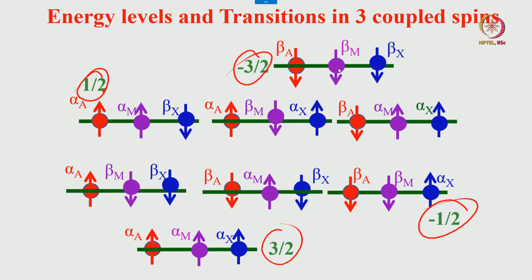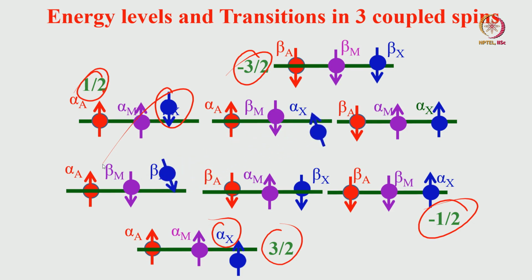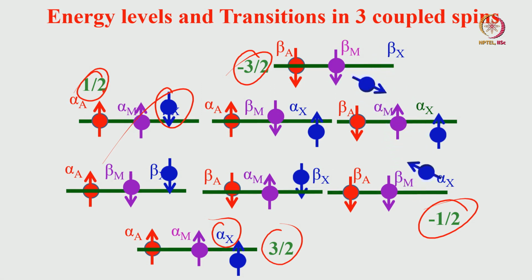Now, what are the allowed transitions here? I can think of the transition from plus 3 by 2 to plus half. Here look at X spin changing from alpha to beta or vice versa. That is an allowed transition. Plus 3 by 2 to plus half is minus 1. Similarly, plus half to plus 3 by 2 is plus 1, that is allowed. This is an X transition. This is also allowed, plus half to plus half. Again X spin is changing its orientation from alpha to beta. This is also allowed. Again X is changing, from minus half to minus half. This is also allowed, minus half to minus 3 by 2. Again X is changing orientation. So, how many transitions did we see for X spin? 4 transitions we saw. Okay. All there are 4 X transitions.